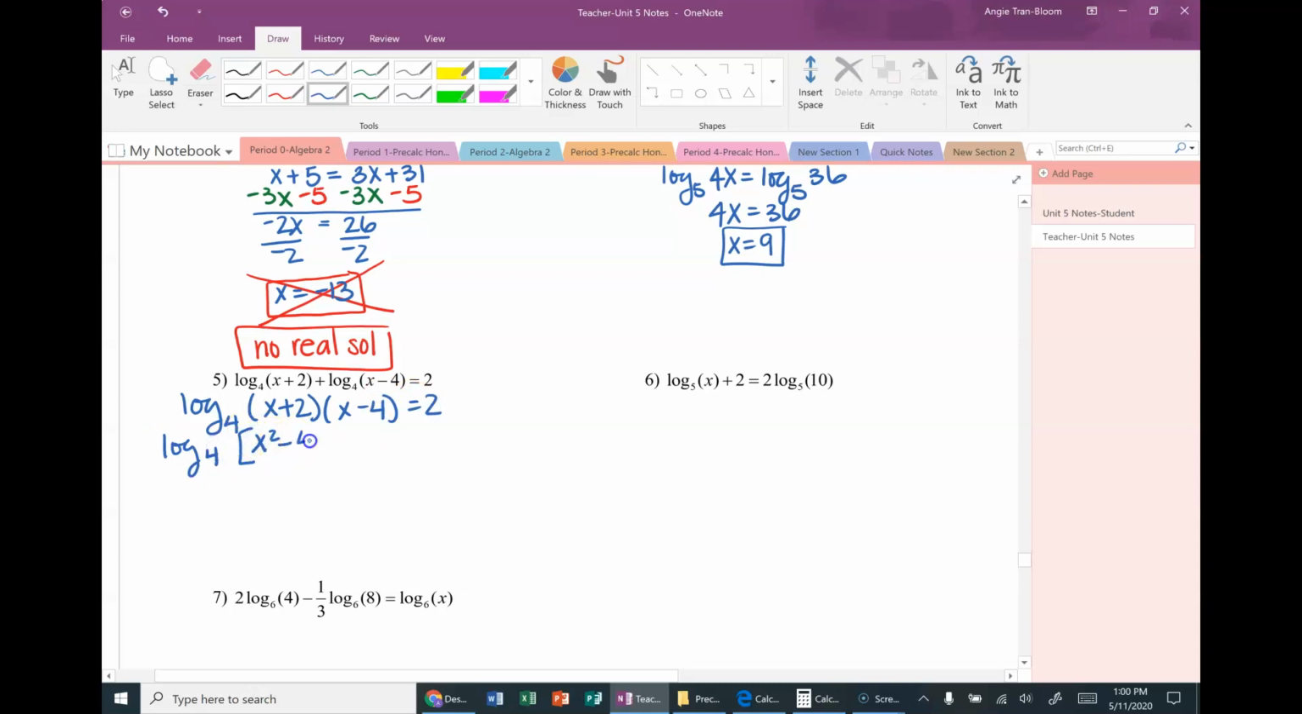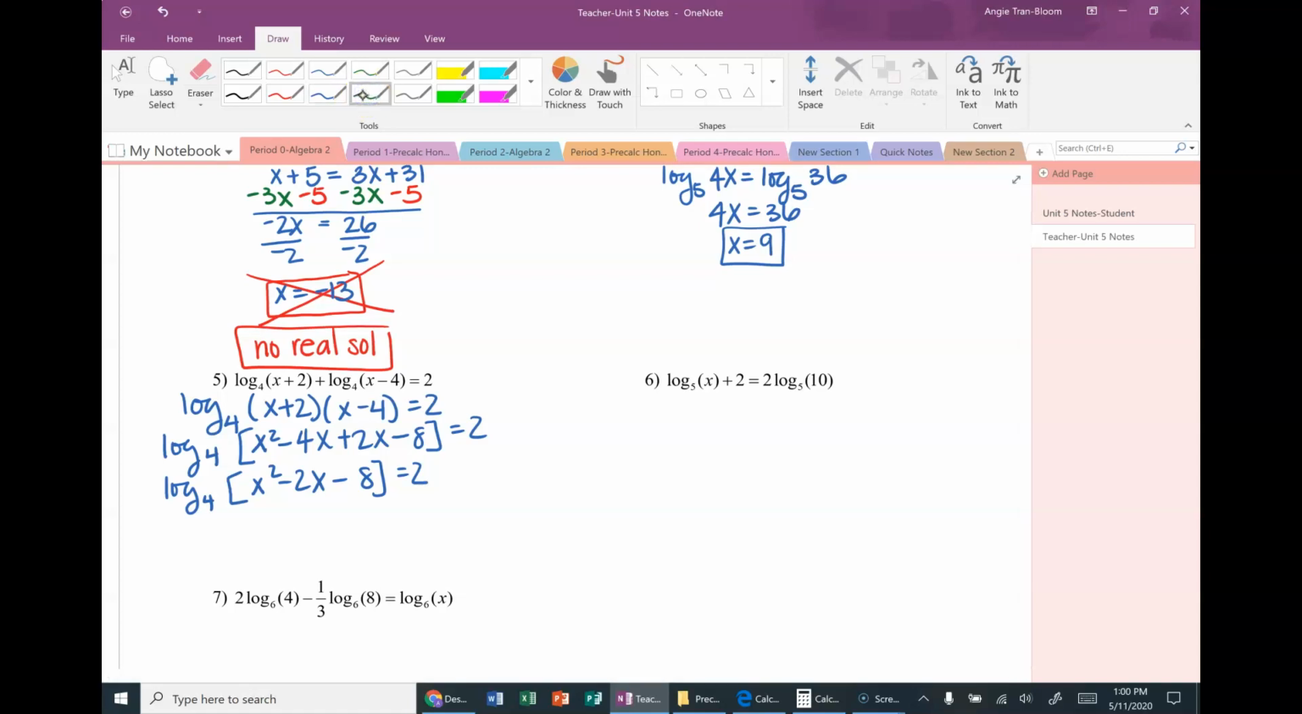Then from here, distribute. This will give us x times x is x squared. X times negative 4 is negative 4x plus 2x. 2 times negative 4 is negative 8 equals 2. Make sure we combine like terms. That's x squared minus 2x minus 8 equals 2. Now you have one log on the left, no log on the right at all. You may not drop them because it's not going to be even.